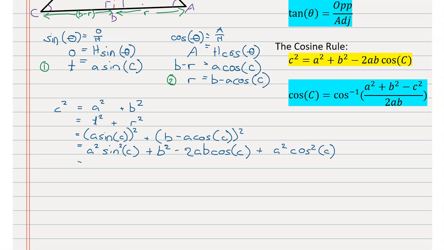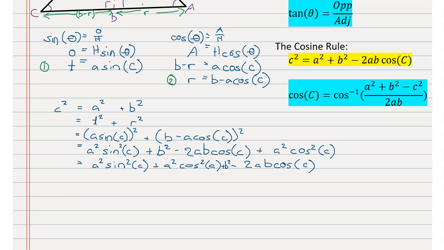Great. Now I'm going to rearrange this to put it in a form where we can do a little bit more work, because clearly we can see we're not in the form of the cosine rule just yet. So what I'm going to do is write c squared equals a squared sine squared C plus a squared cosine squared C minus 2ab cos C. And I forgot the b squared, we'll just squeeze it in right there.